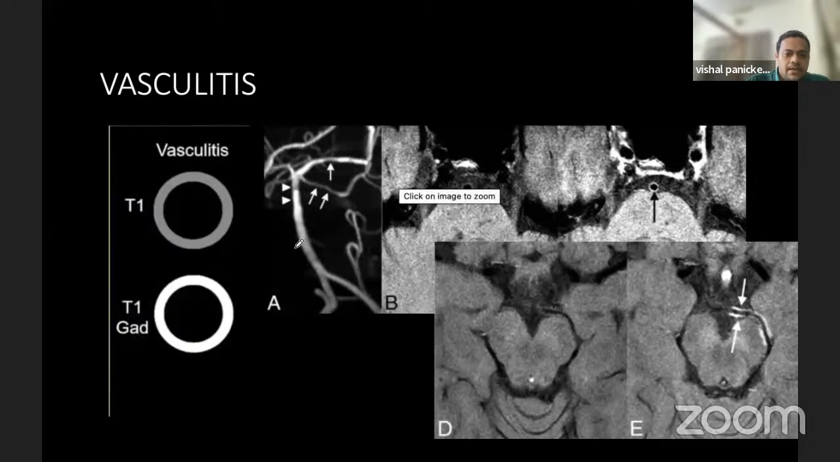Here is an MR image showing multiple basilar artery involvement. There is stenosis of the posterior cerebral artery and superior cerebellar artery. In vasculitis, we have contrast enhancement, which is a smooth, linear enhancement of the vessel wall, and there is luminal narrowing also. This is the basilar artery, and this is the posterior cerebral artery, showing a smooth, linear enhancement of the vessel wall, suggestive of vasculitis.